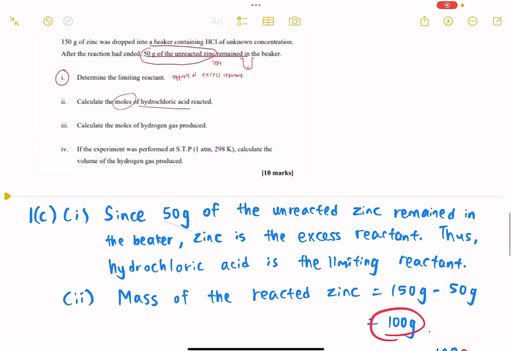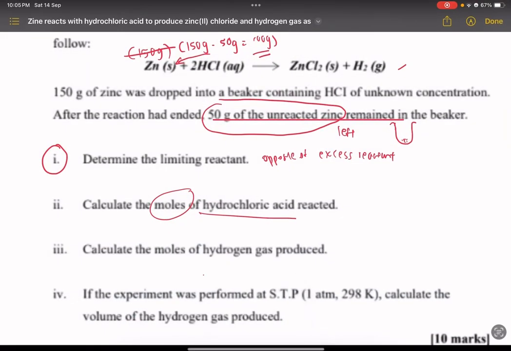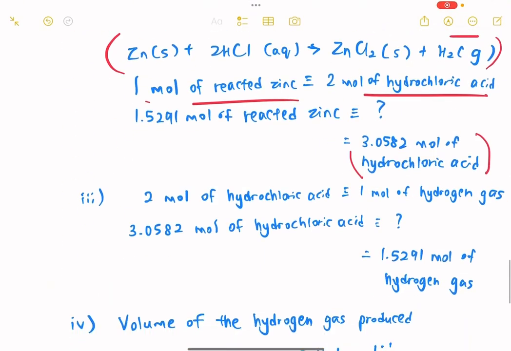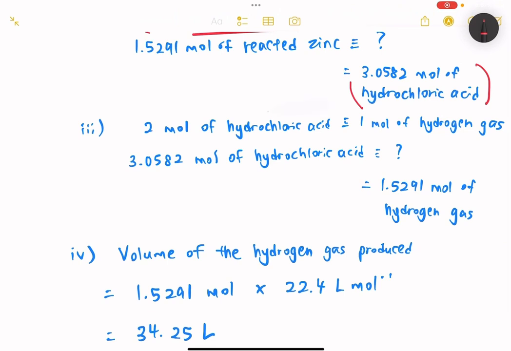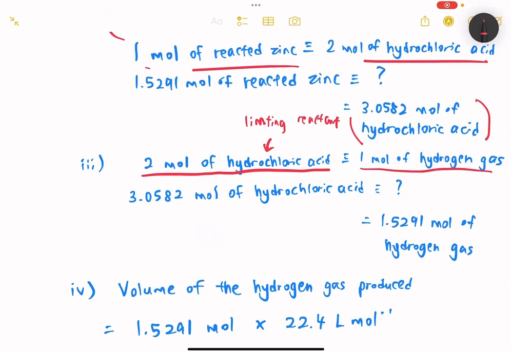Okay, so for the third question, calculate the mole of hydrogen gas produced. This one is also the same by just simply comparing. As we know that hydrochloric acid is the limiting reactant, we use this to compare, but not using the excess reacted zinc. So 2 mole of hydrochloric acid is equal to 1 mole of hydrogen gas. So 3.0582 mole of hydrochloric acid is equivalent to 1.5291 mole of hydrogen gas.